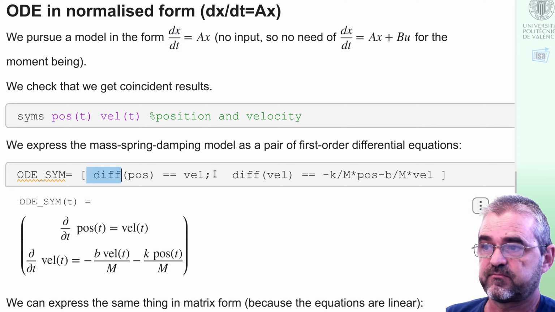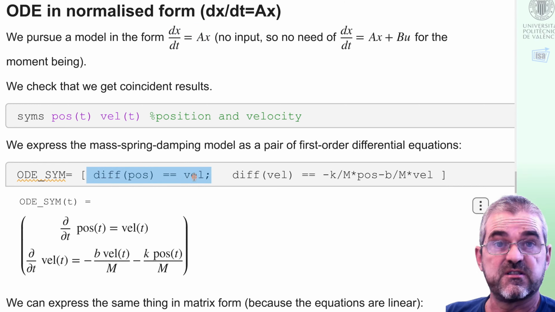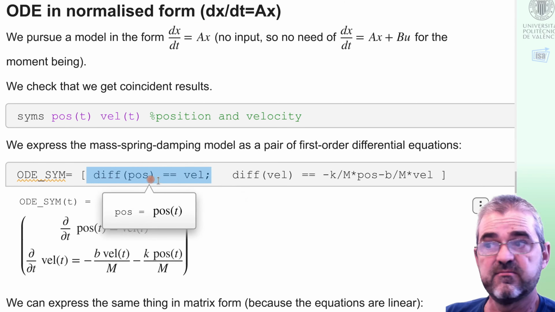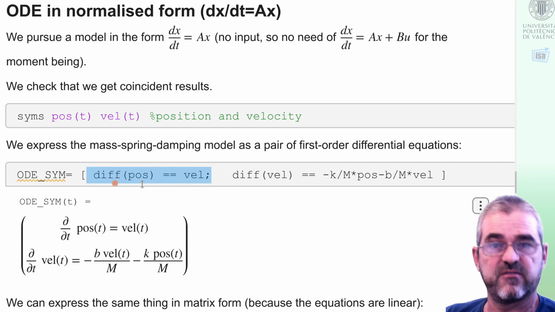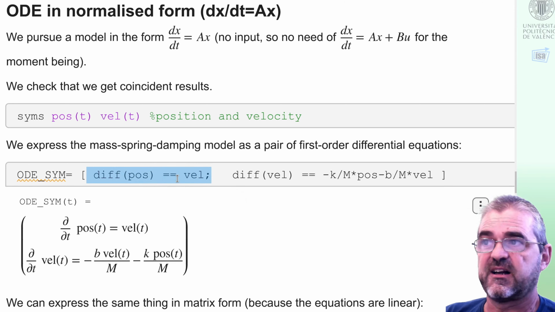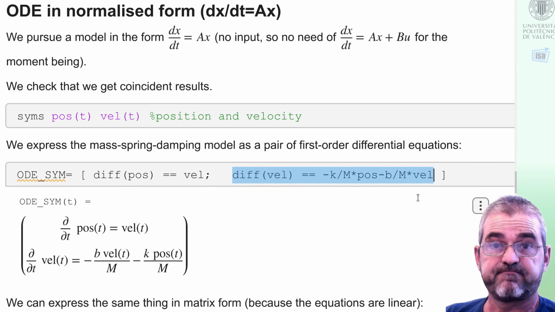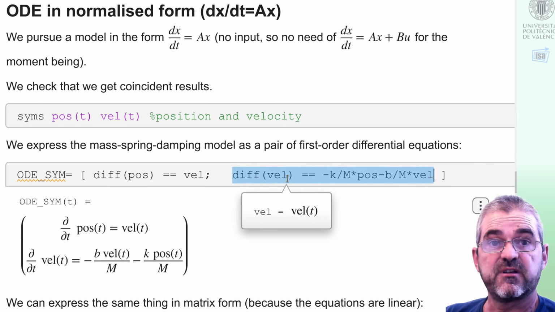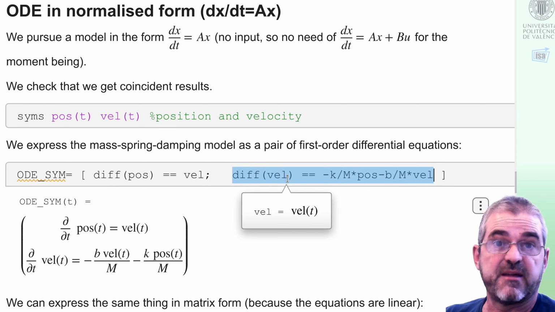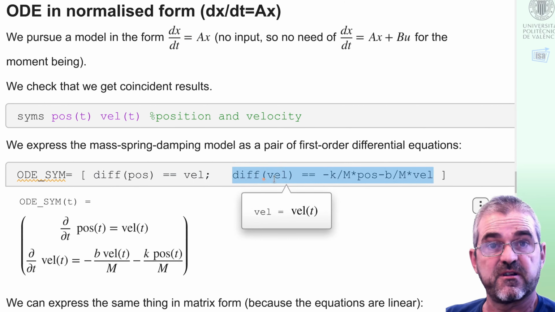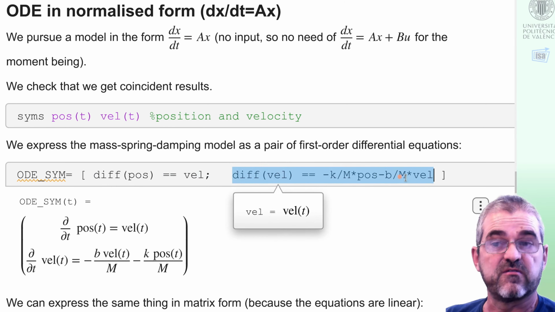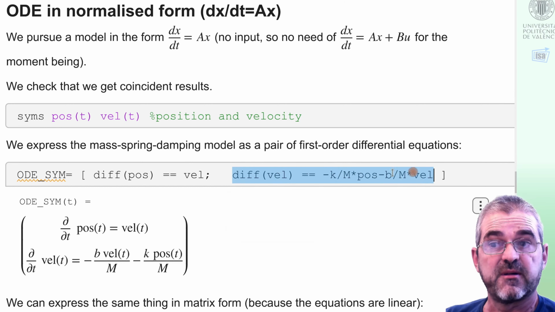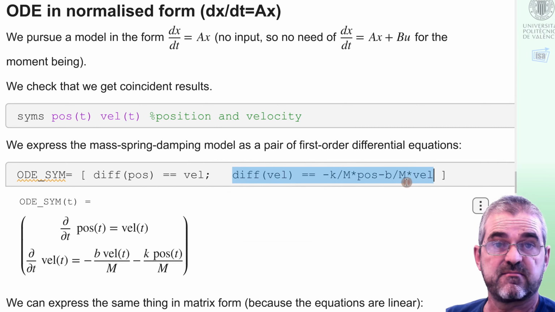Here we have it. We will say that velocity is the first derivative of the position with the diff at the left of the equal sign as required in here. And the second equation will say that the acceleration is resulting force divided by mass. Acceleration is the first derivative of the speed, and resulting force divided by mass is, well, the spring term k times position divided by mass, and the friction term b times speed divided by mass.